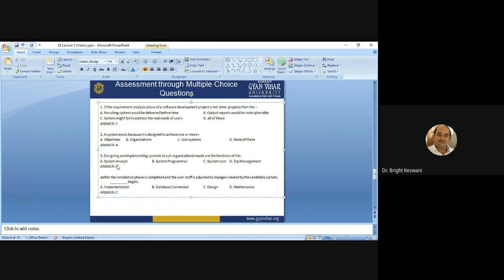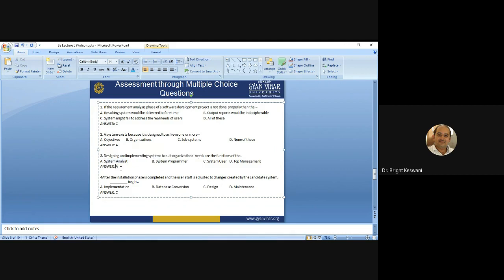The third question is, designing and implementing systems to meet organizational needs are the functions of the system analyst, system programmer, system user, or top management. Designing and implementing a system is the function of the system analyst.